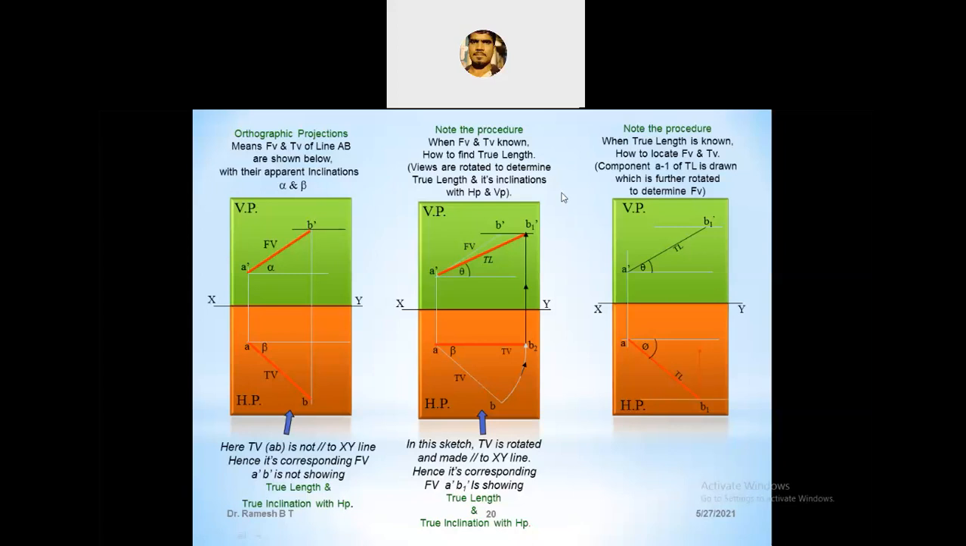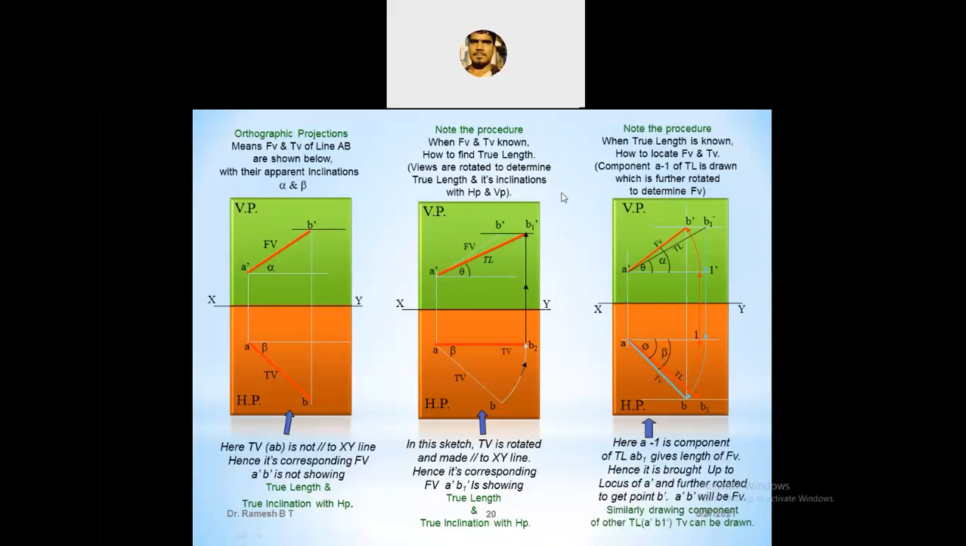See, true length, then you draw all the locus lines, then take the projection up to the next point, then cut the arc. You will get the apparent length. That A dash B dash is the apparent length. Like this we are going to get from true length to apparent length and apparent length to true length.